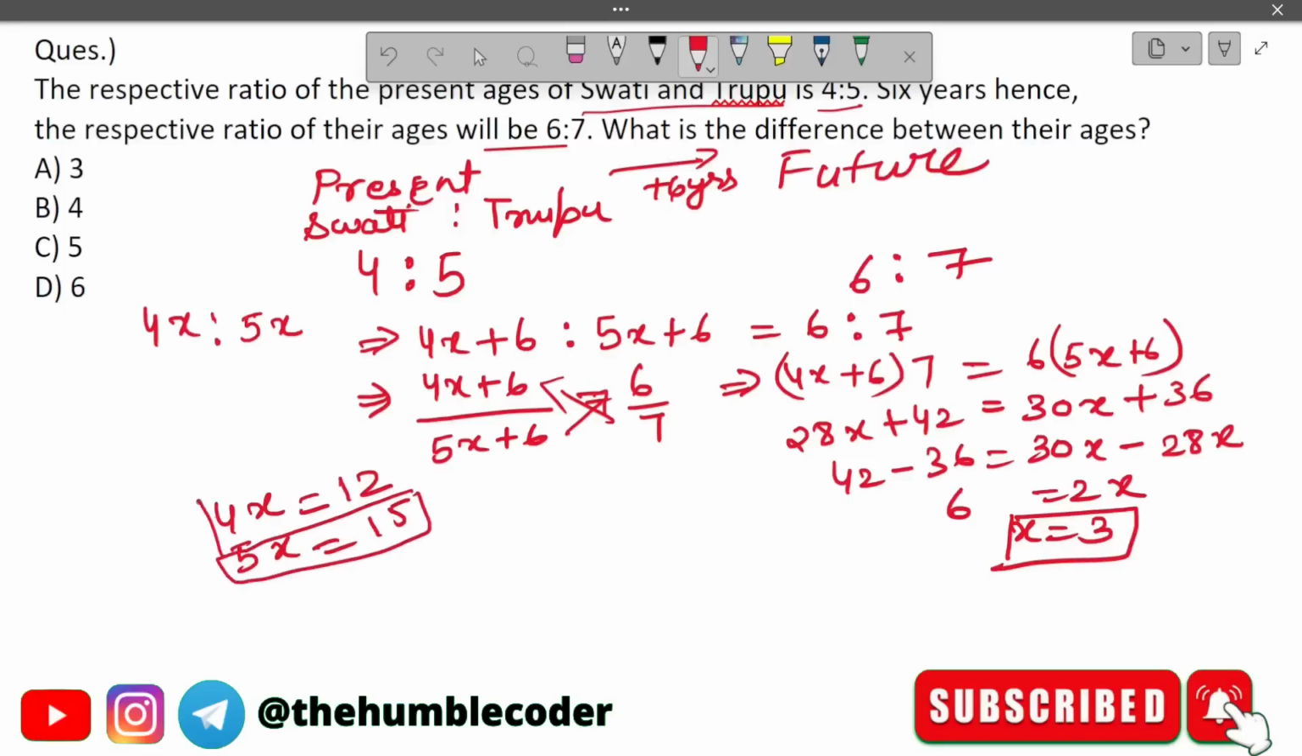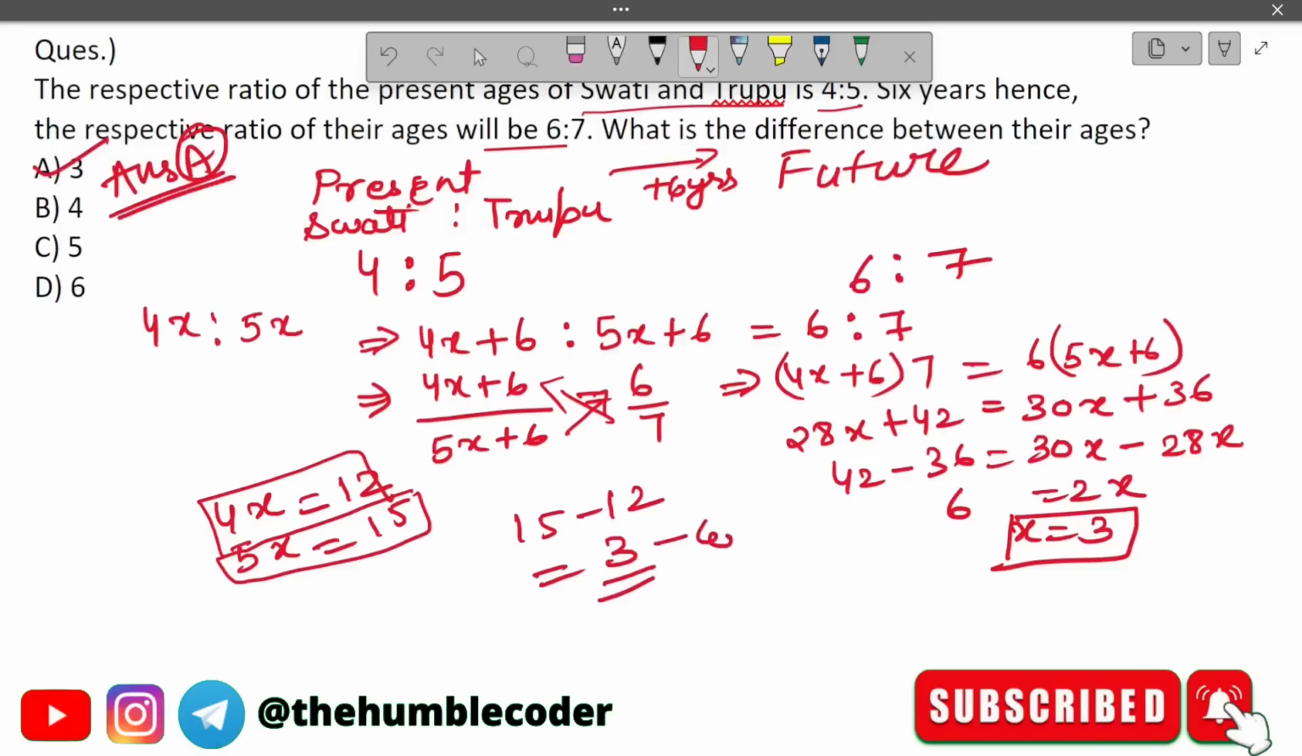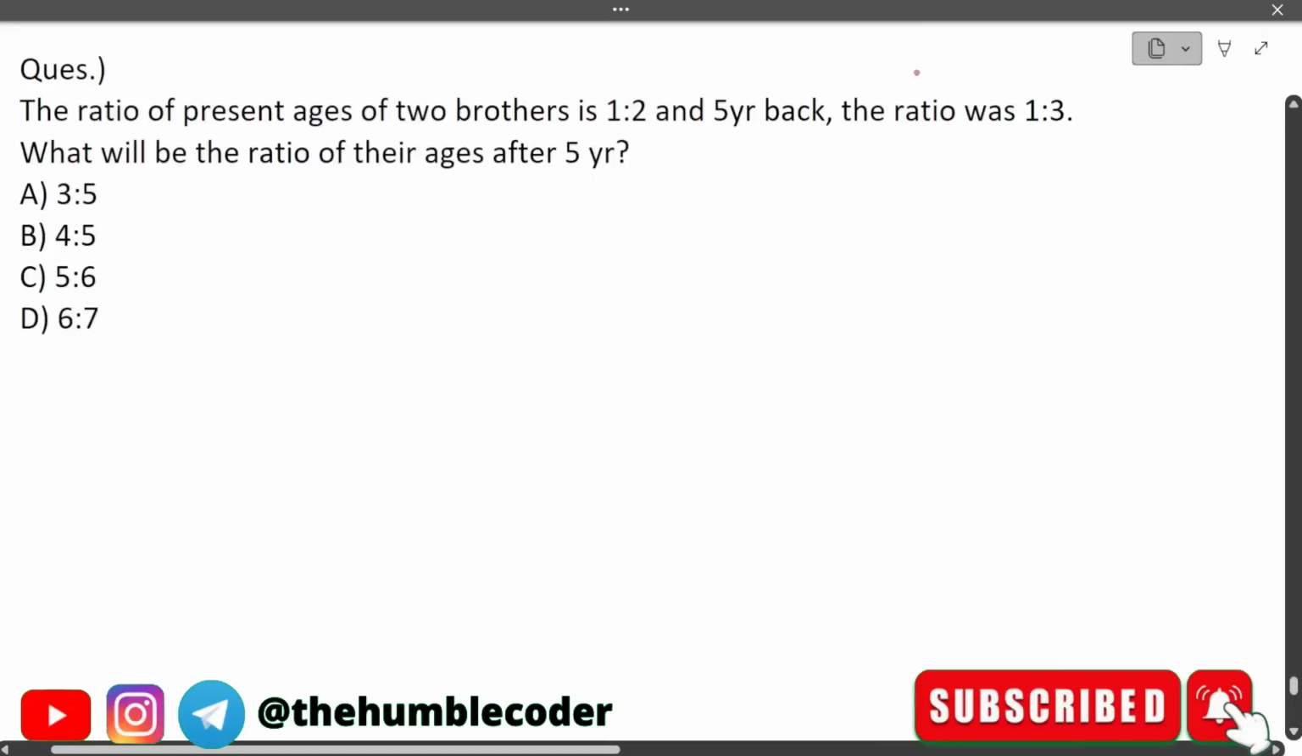Okay, so in order to find the difference between these ages, what we need to do? 15 minus 12, which is going to be 3. So the difference between their ages is 3. The correct answer for this question is option number A, which is 3. And this is the difference between their ages.